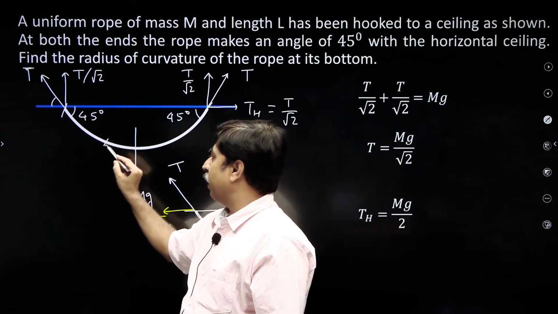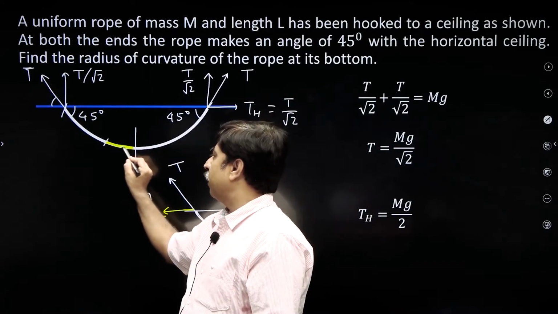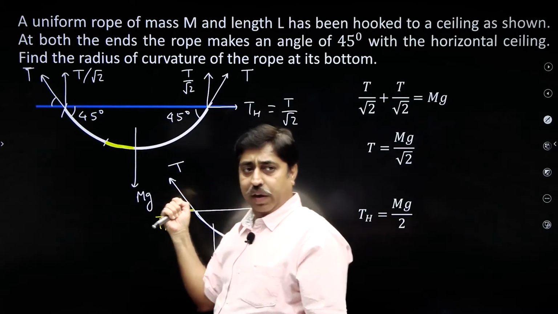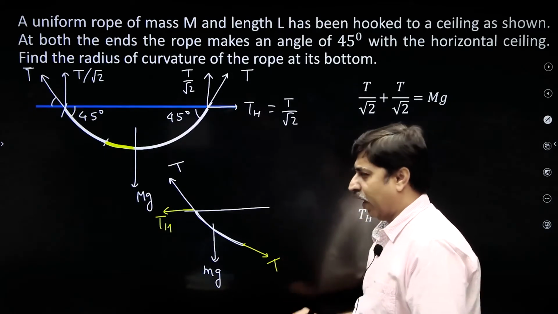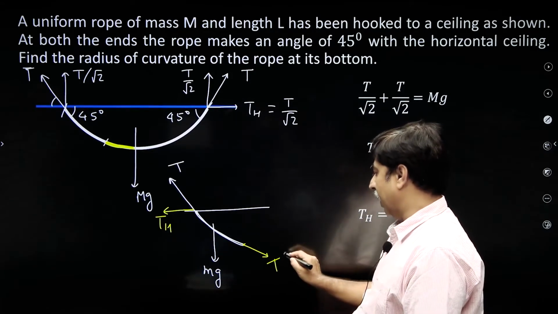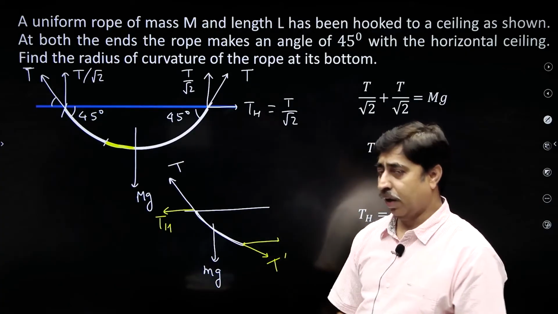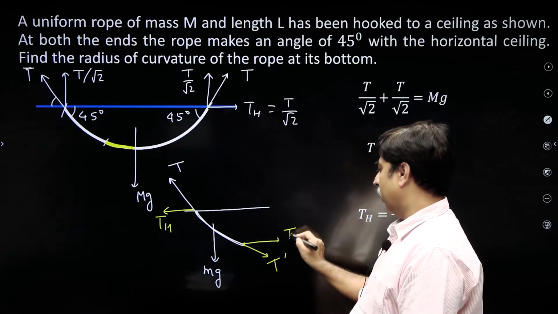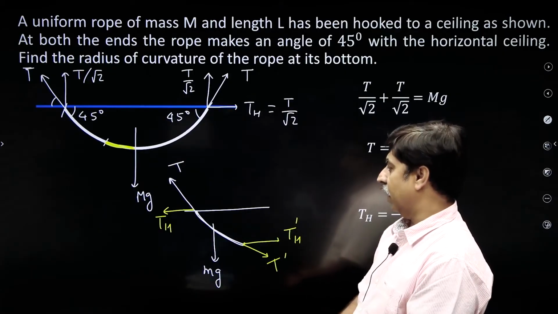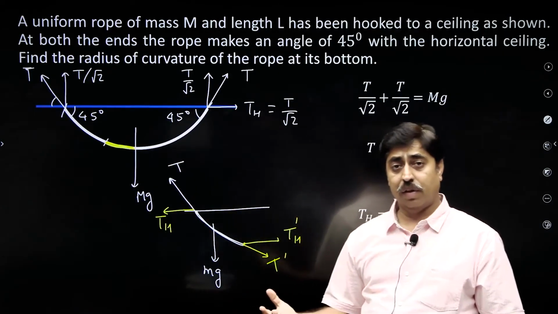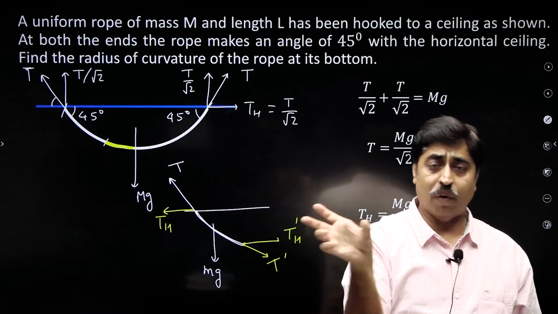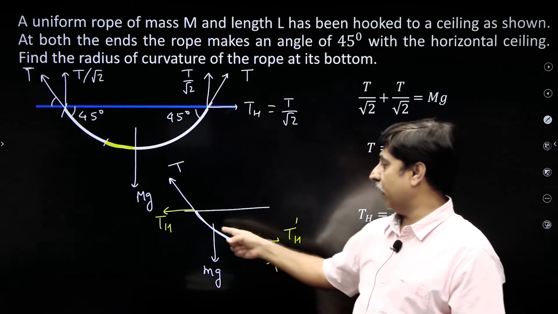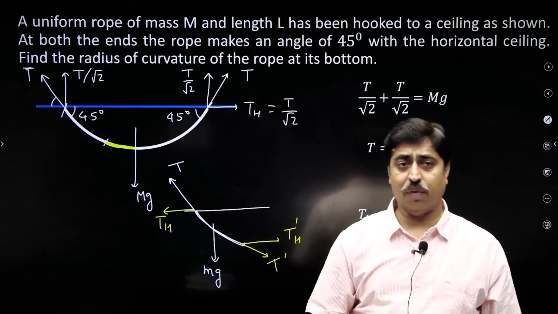If we consider this segment of rope, then this part of the rope is applying a tension force on it, and this tension, whatever its value is, I do not know the value, let us say T dash, but its horizontal component, the horizontal component of T dash has to be equal to TH. Otherwise, how is the equilibrium of this segment possible? For horizontal equilibrium, it is necessary that this segment should not experience any horizontal force.